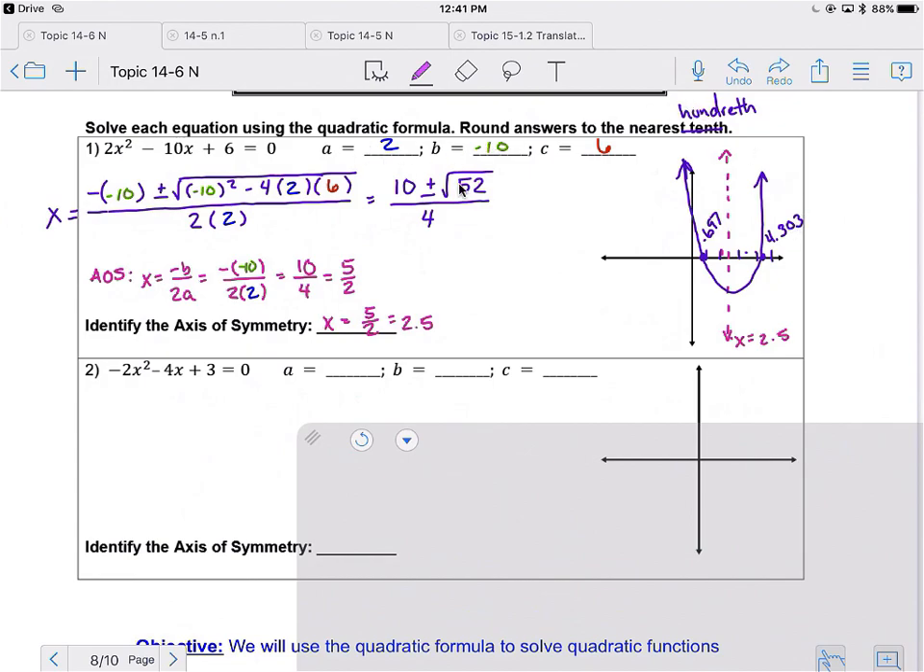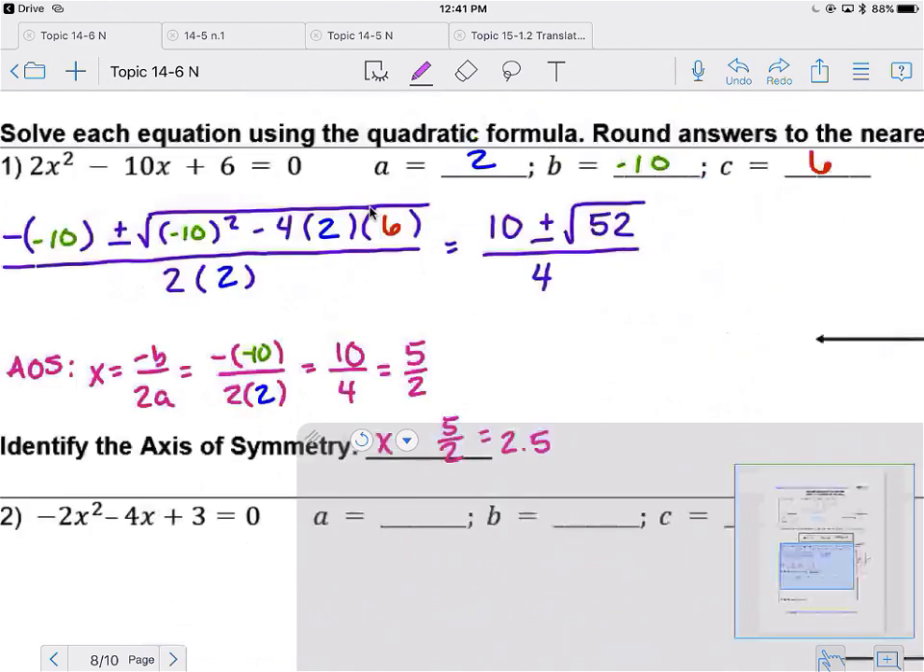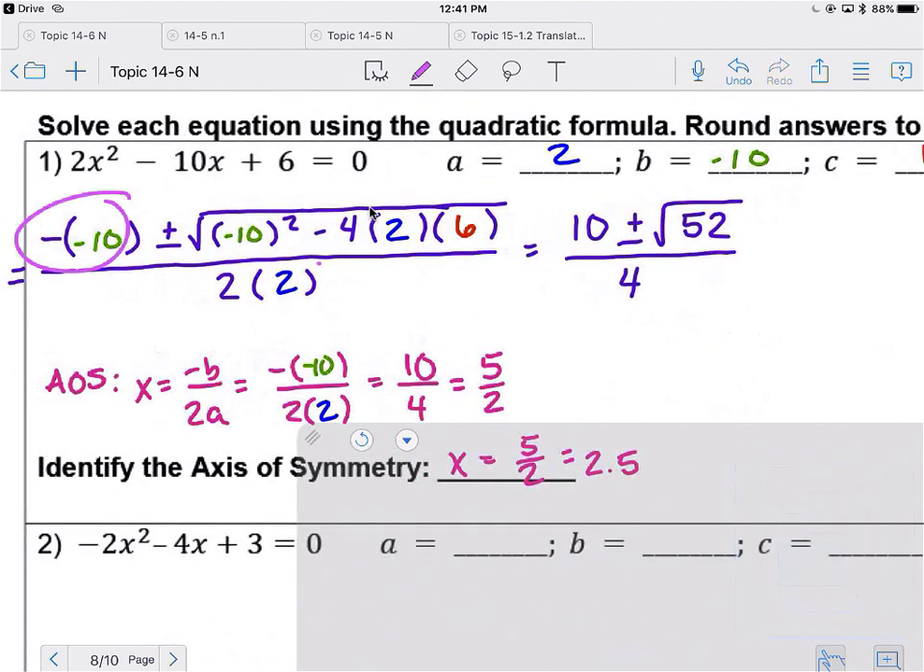So what you do is we've color-coded it for you. The opposite of b is negative 10, so minus negative 10, plus or minus the square root of b, so negative 10 squared, minus 4ac. We've color-coded so you can see where a and c are coming from and where they're going, all over 2 times a. The way that you simplify your answer is you simplify whatever's out front, whatever's on the bottom, and what's called the discriminant, or everything under the square root.